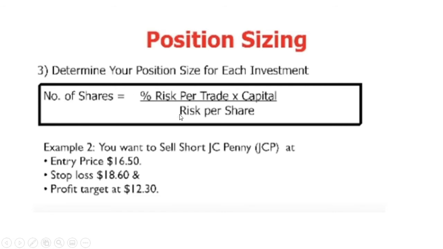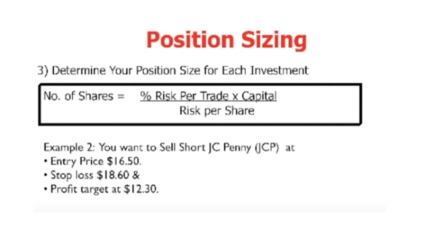It's going to have the same exact formula as you can see here. Percent risk per trade times your capital divided by your risk per share. Very, very basic math. You've definitely seen a lot harder formulas in math class, college, whatever it is, right? So let's go to example 2.